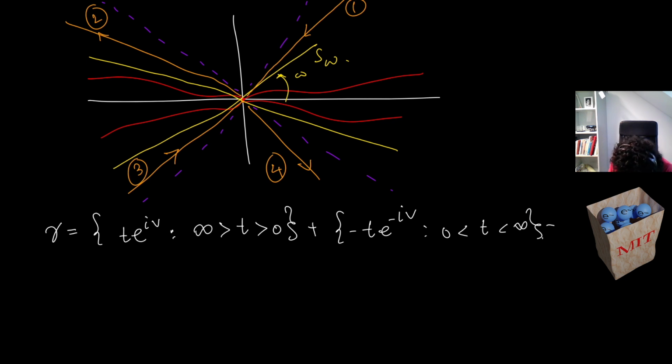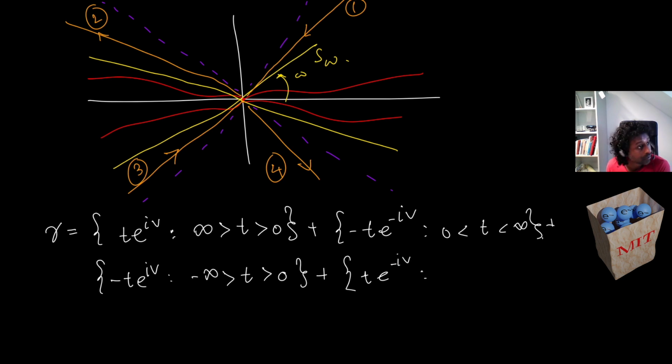And then we go from minus t e to the iv from infinity to 0. And then we go from t e to the negative iv from 0 to infinity.